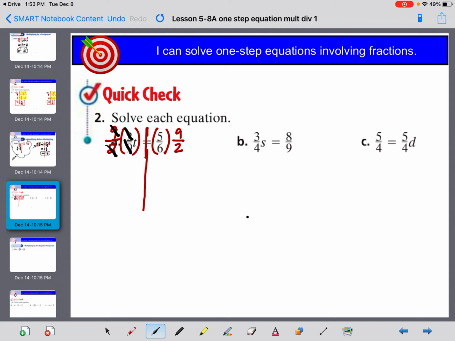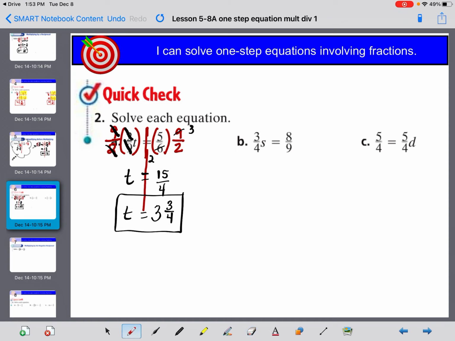Then when I check, I see that these all cross out when I simplify the problem. So I know I did it right. T is by itself. Then I reduce this side. 6 and 9 have common factors of 3. 5 times 3 is 15. 2 times 2 is 4. T equals 4 goes into 15 3 times, and 3/4 is remaining.